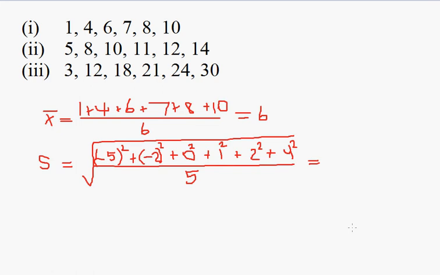So doing the arithmetic, 25 plus 4 plus 1 plus 4 plus 16 is 50. Divided by 5 is 10. So the answer works out to be square root of 10, about 3.16. So the mean gives me a way of measuring the central tendency. This gives me a way of measuring how spread out the numbers are. Okay, so let me record that up here, that for this one, the mean worked out to be 6, and the standard deviation worked out to be square root of 10.